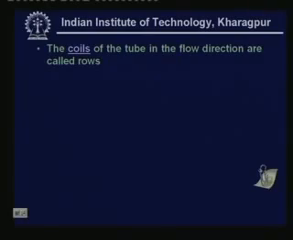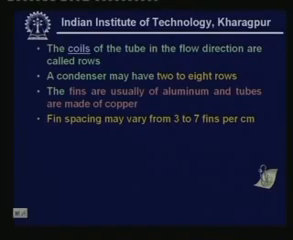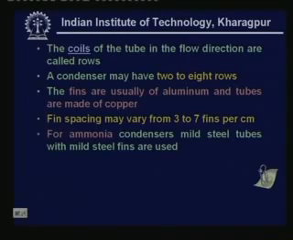The coils of the tubes I have already mentioned. The coils of the tube in the flow direction are called rows, and a condenser may have 2 to 8 rows. The fins are usually of aluminum and tubes are made of copper, and fin spacing may vary from 3 to 7 fins per centimeter. For ammonia condenser, since ammonia is not compatible with copper, mild steel tubes are used with mild steel fins.